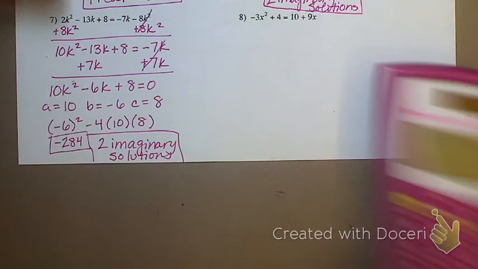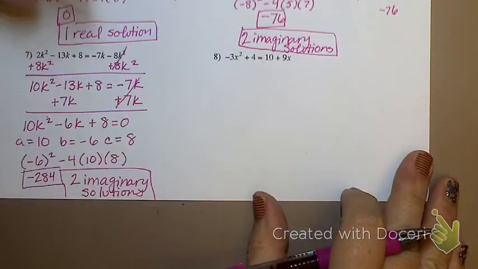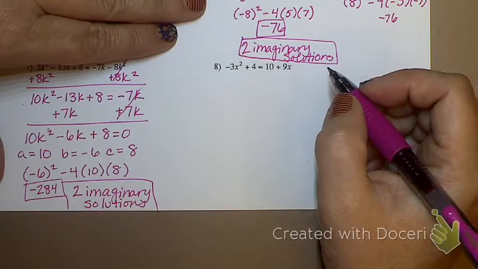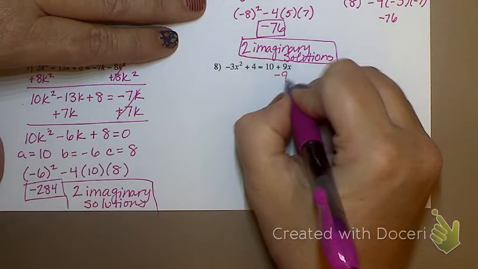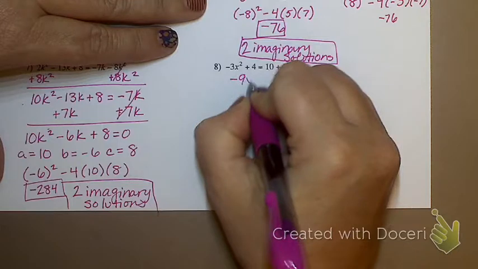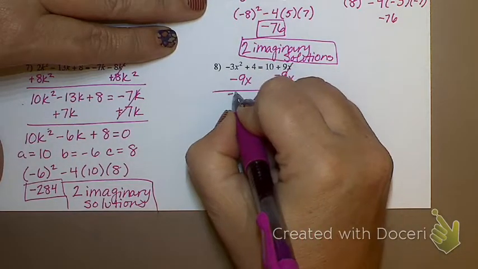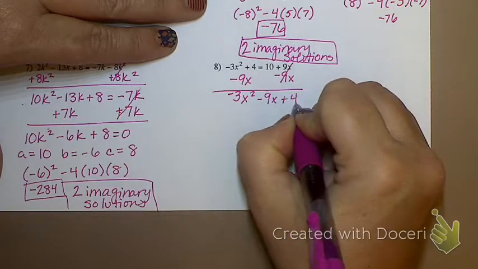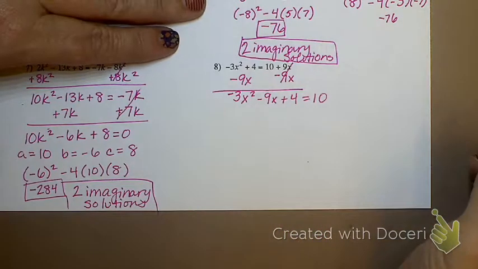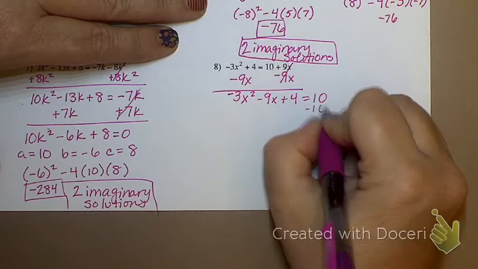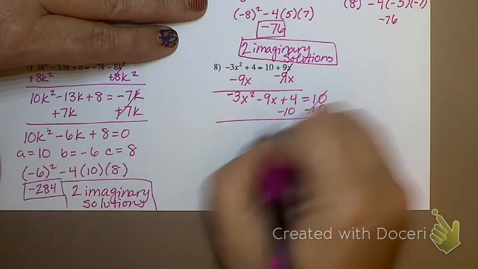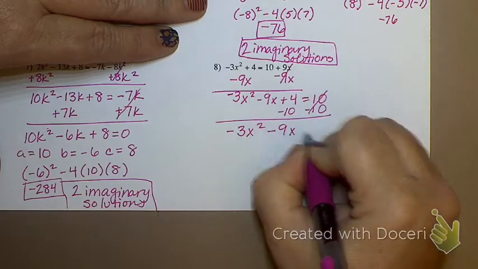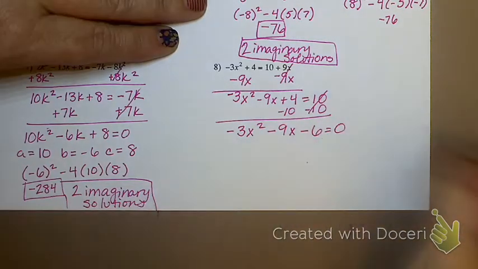Okay, and this is about as hard as it gets. This is really the hardest type of problem I could give you for this. What am I going to do here? We'll just move to the left. Again, it doesn't matter. So let's see. Negative 3x squared minus 9x plus 4 equals 10. Now what? Subtract 10. So negative 3x squared minus 9x minus 6 equals 0.